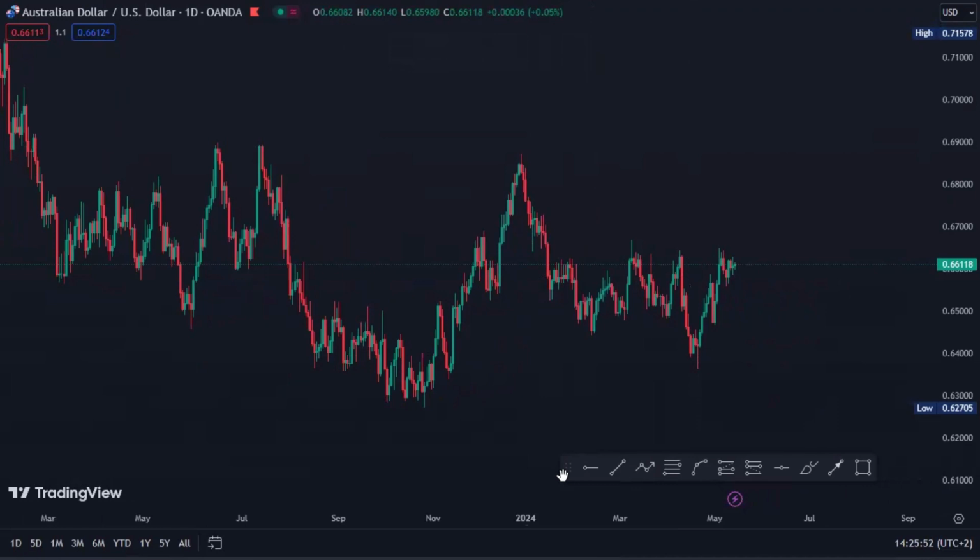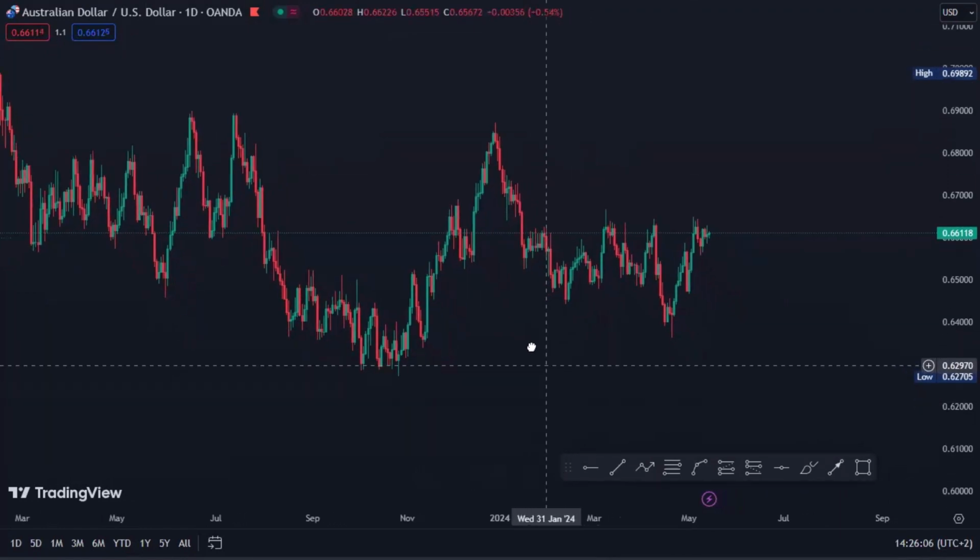So today we're checking AUDUSD. Yeah, it's been moving really nicely, and I see some opportunities here. So let's just go straight into it.